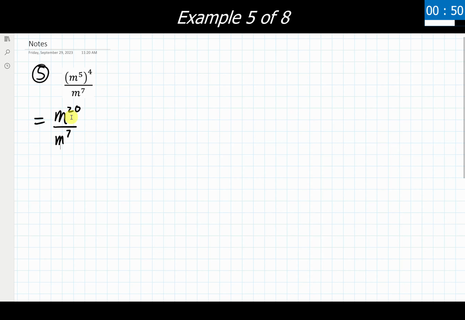Now I can use the quotient rule, and I have more m's in my numerator spot, or my exponent in the numerator spot is bigger, and that tells me that my final answer is going to be in the numerator as well. So that means I'm going to get m to the 20 minus 7th power. So 20 minus 7, that's going to give me 13, and I have a final answer of m to the 13th.